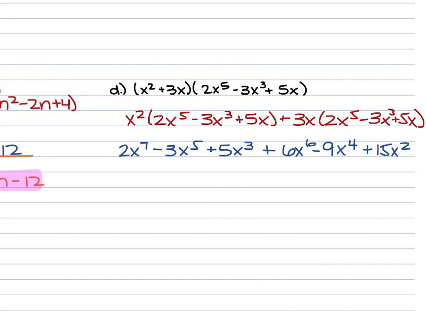From here, I am going to rewrite this to be in standard form. So we have 2x to the 7th power plus 6x to the 6th power minus 3x to the 5th power minus 9x to the 4th power plus 5x cubed plus 15x squared.